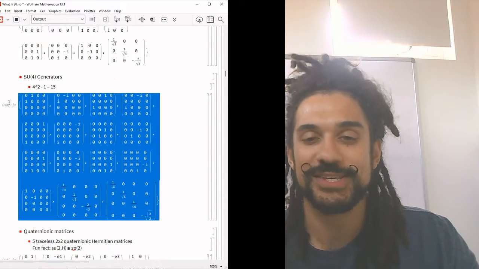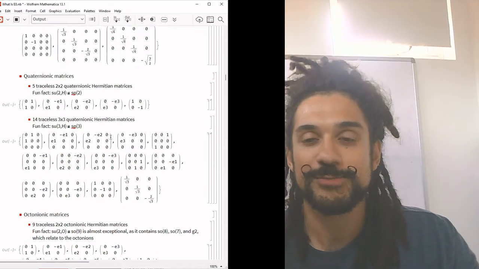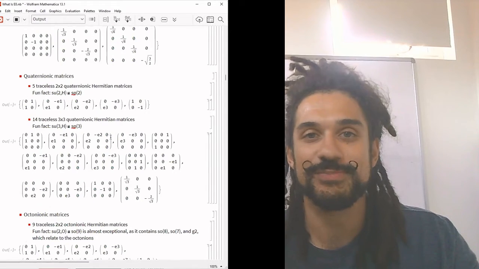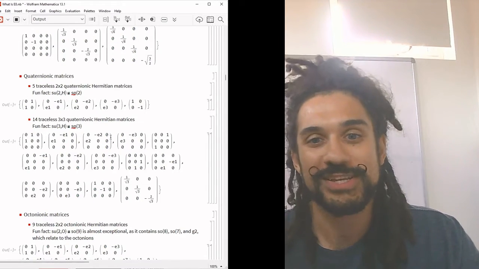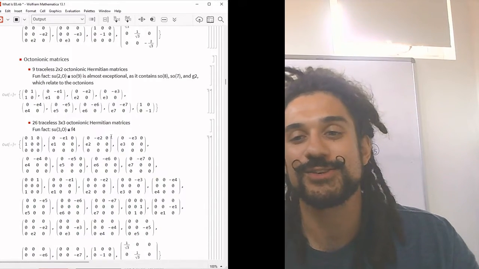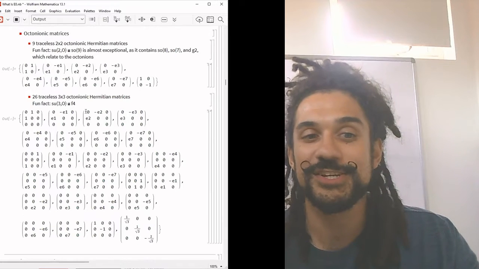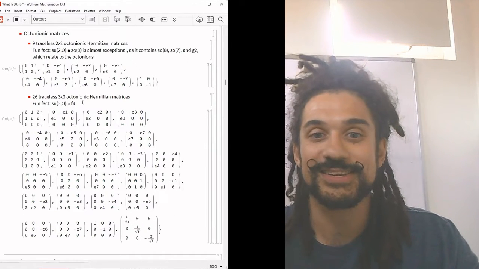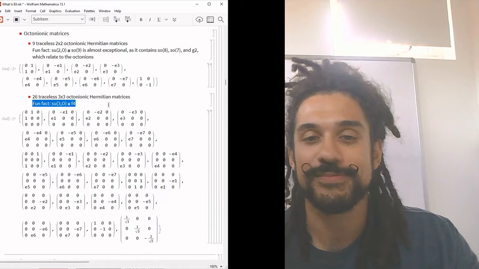Quaternionic unitary matrices lead to symplectic groups, which have been used to describe phase space, such as position and momentum in physics. Octonionic unitary matrices lead to the so-called exceptional Lie groups G2, F4, E6, E7, and E8.